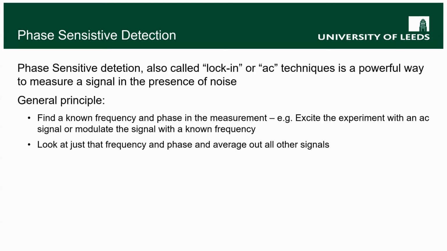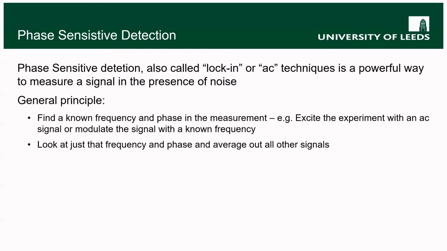So this, for example, might be that you deliberately excite the measurement with an AC signal or modulate the signal at some well-known frequency. So for example, if it's an electrical measurement you're doing, you might supply it with an AC current at a certain frequency where you're controlling the frequency you're supplying to the measurement. If it's, say, an optics measurement, then what you might do is deliberately interrupt the light path in your optics experiment with a known frequency. And then you look at the signal you get back out of your measurement, specifically at that frequency and at that phase, and then you use that to average out all the other signals that are going on in your measurement.